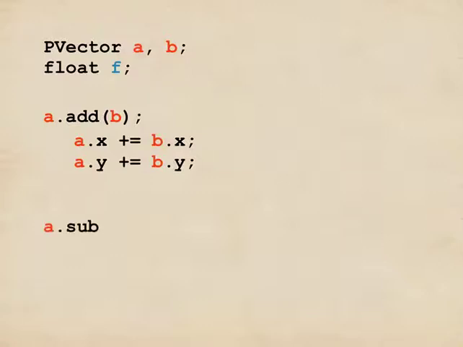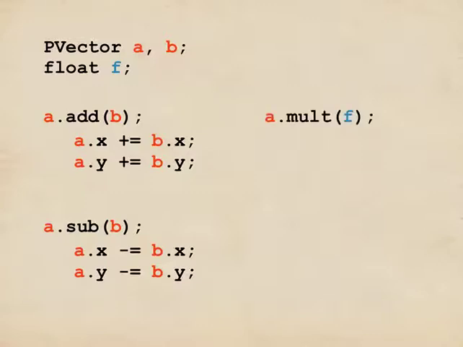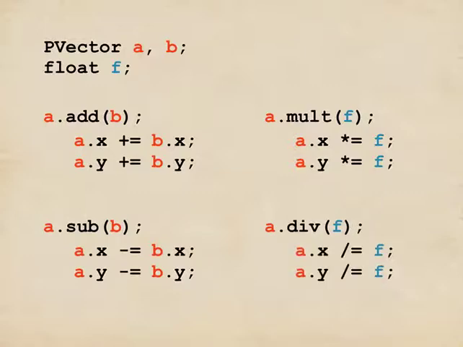Well, of course, if we can add, we can subtract. And so sub simply subtracts B from A. We can also multiply and divide. Those work with a single floating point number. So if I say a.mult(f), where mult stands for multiply, that says multiply both x and y by f. And of course, if we can multiply, we can divide. So if I say div(f), then both x and y get divided by f.